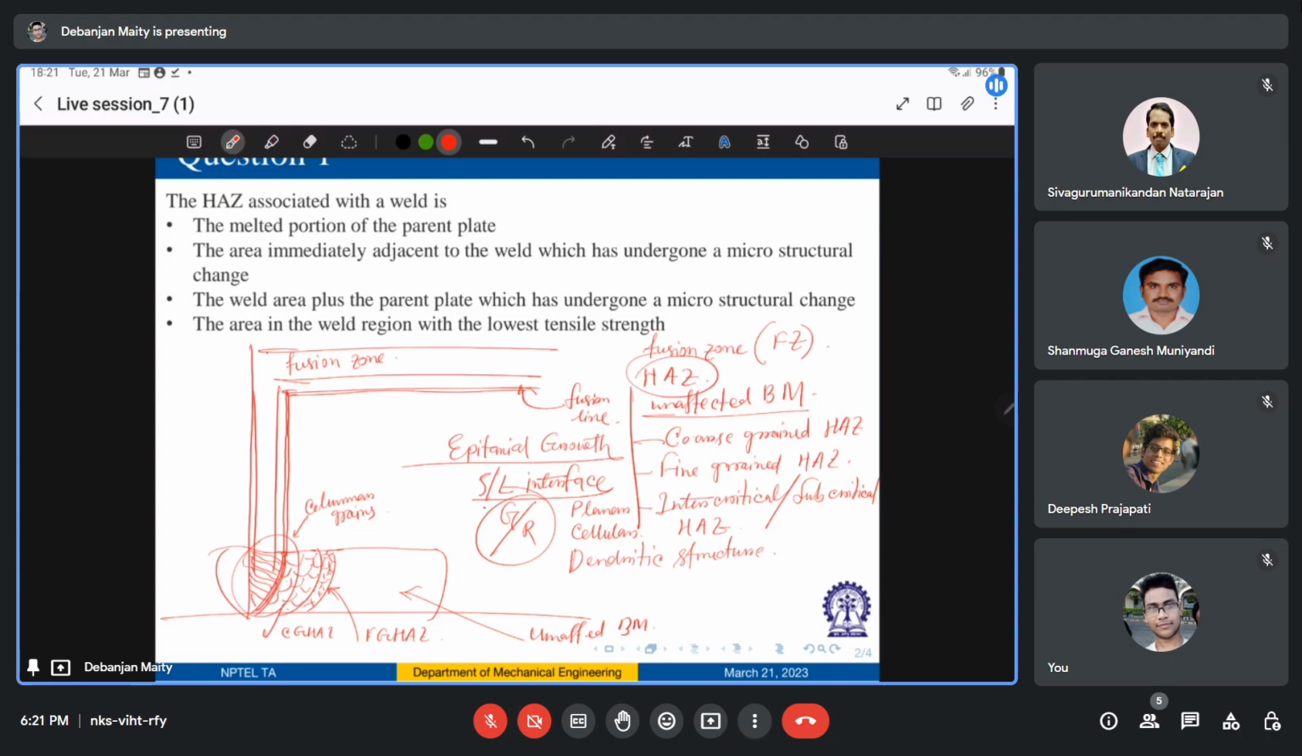So okay, coming to the question, the heat affected zone associated with a weld is, what will be the right answer? Can anyone respond? Second option. Second option, correct. So this is the area immediately adjacent to the weld which has undergone a microstructural change. Right.